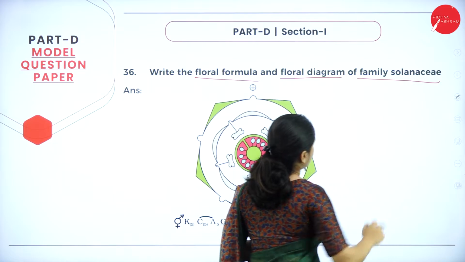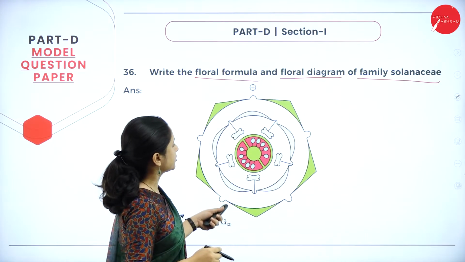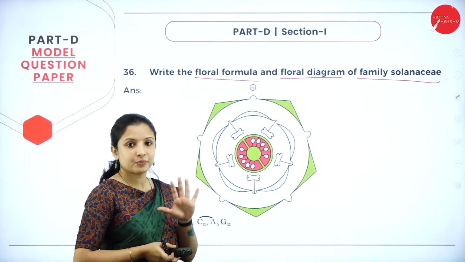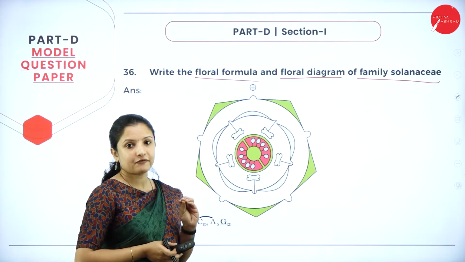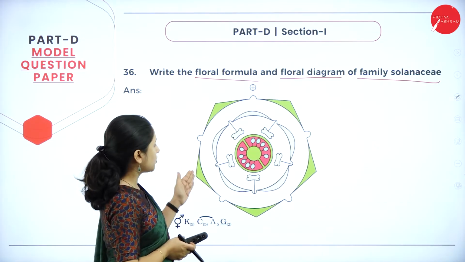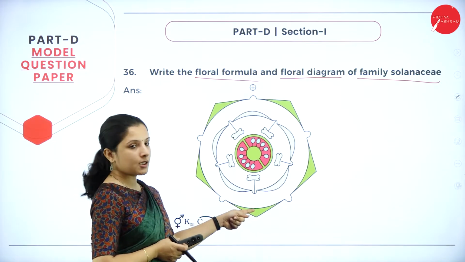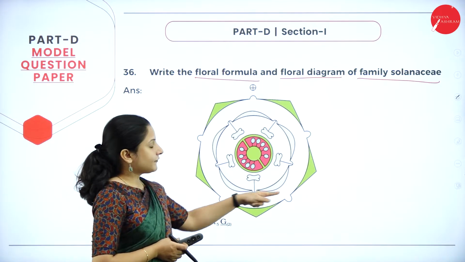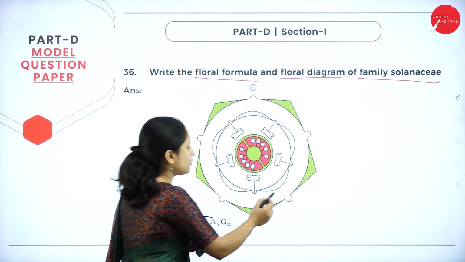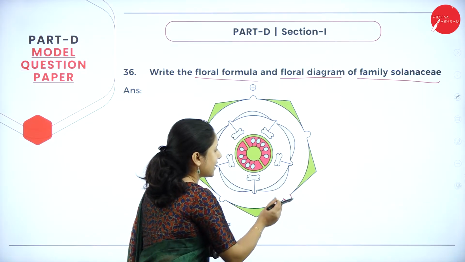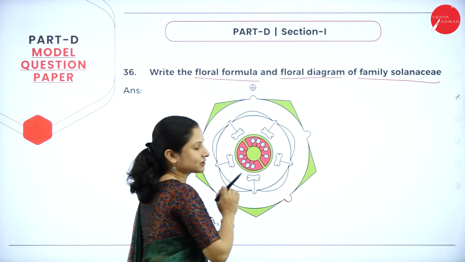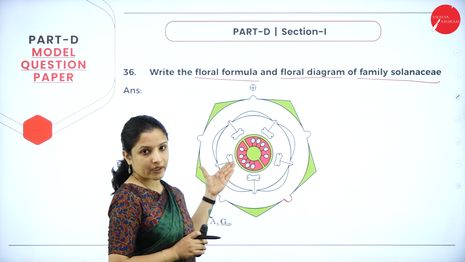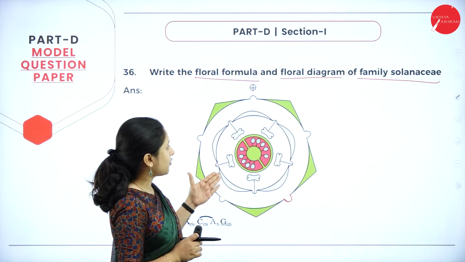So you need to draw the floral diagram. What all should be included? You should include all 5 whorls compulsorily, because the flower will contain 5 whorls, right? So for the outer whorl, you need to draw the calyx, that is the sepals. If the sepals are united, you need to put this particular symbol saying that this sepal is connected to this sepal. Then you have to look into the aestivation as well. So that is also very, very important.